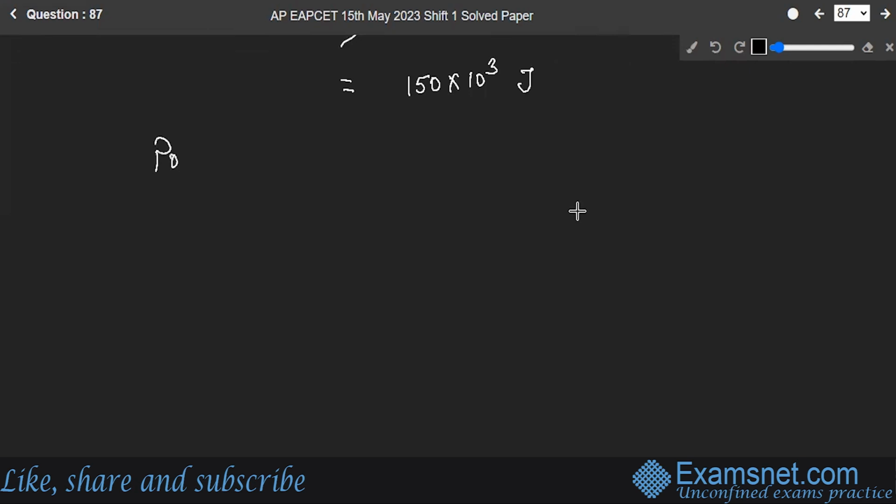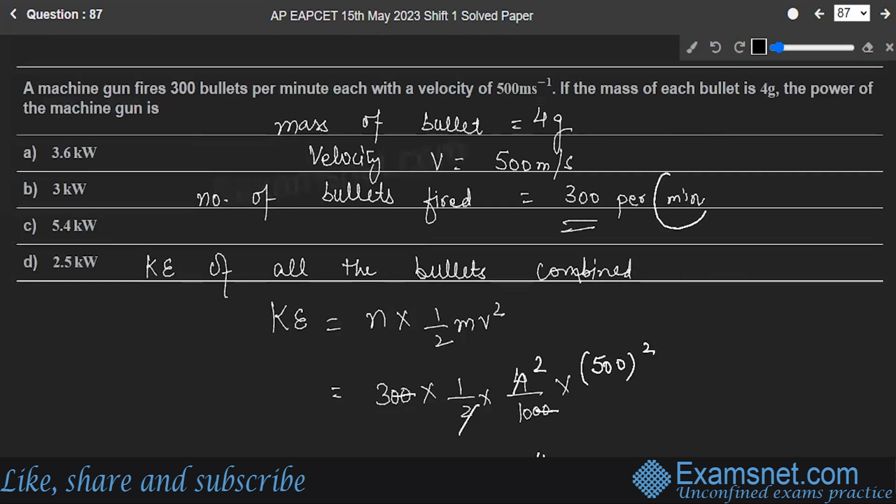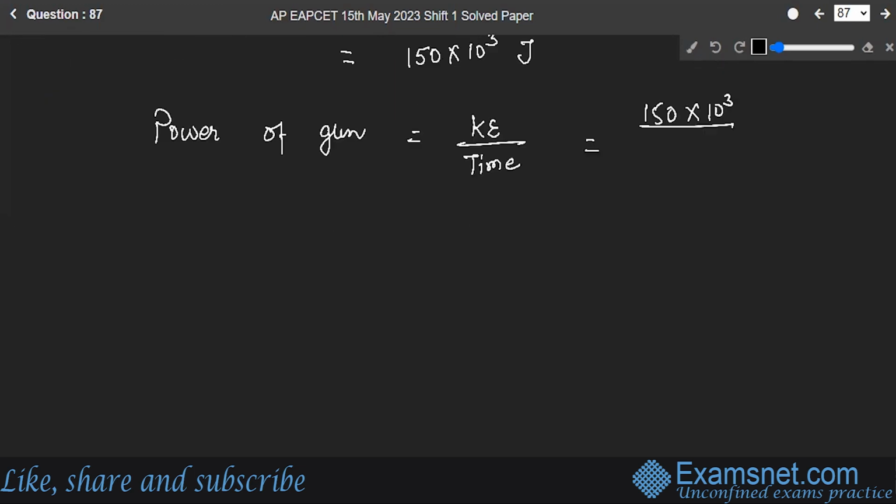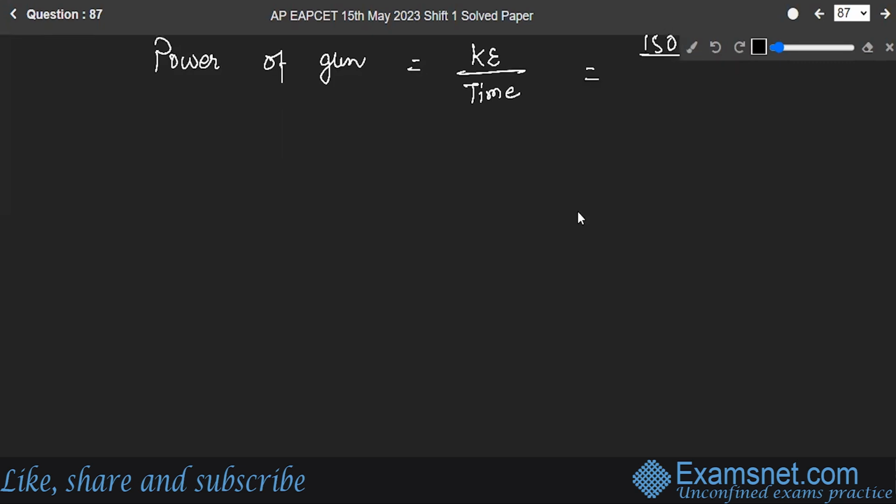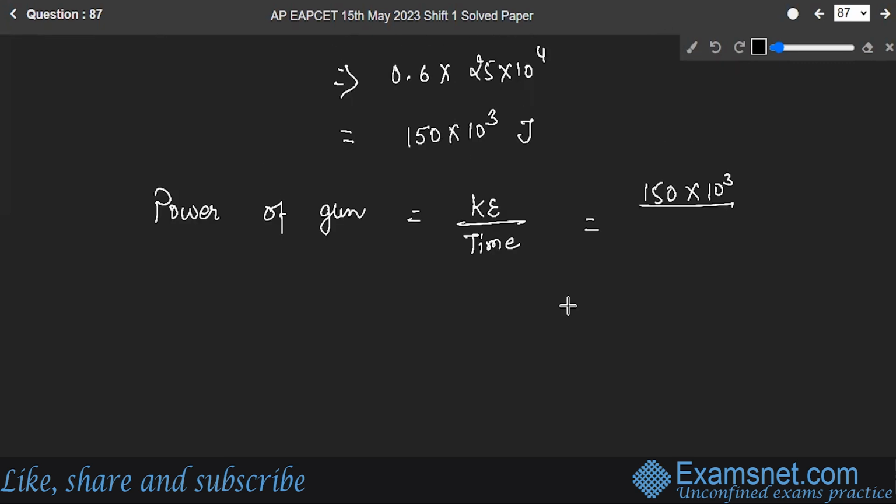Now you have to find out the power of the machine gun. Power of machine gun is total kinetic energy upon time. So total was equal to this, and the time was, see, it is fired per minute. And how many seconds? You have 60 seconds in a minute. So this is divided by 60.